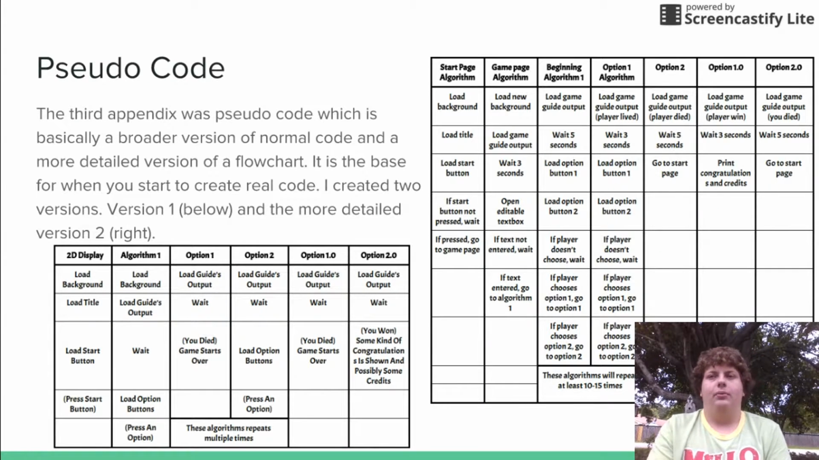The third appendix was we created pseudocode, which is basically a broader version of normal code. It's not as complicated and is a more detailed version of a flowchart. It is the base for when you start to create your real code. I created two versions. On the bottom left, there is my first version, and on the top and in the middle on the right, there is a more detailed version that I created later.